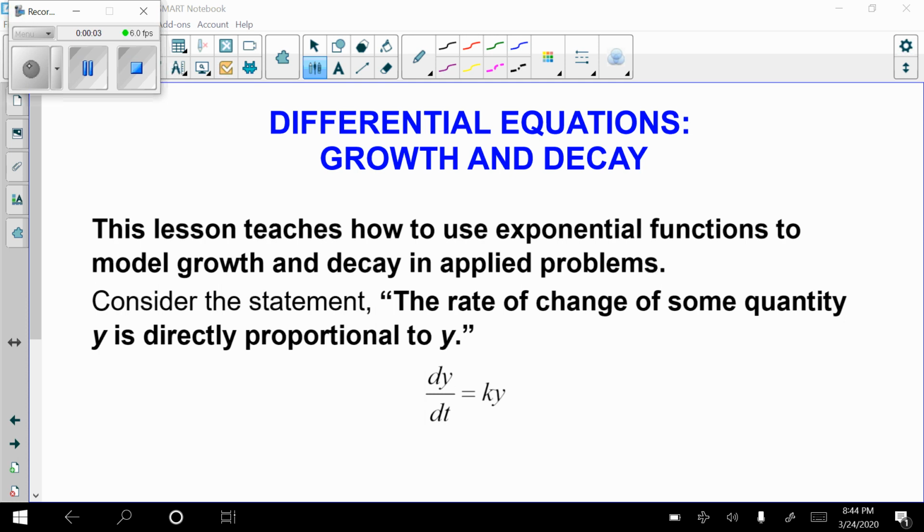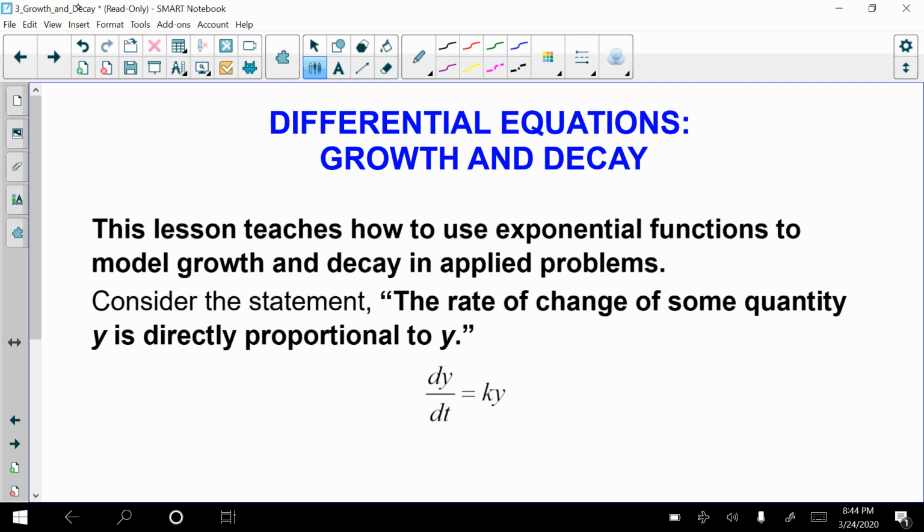So this video is meant to work through some exponential growth and decay problems as it relates to differential functions or differential equations in calculus. What you see at the bottom of the screen here, where it says dy over dt is equal to ky, that is our differential equation.